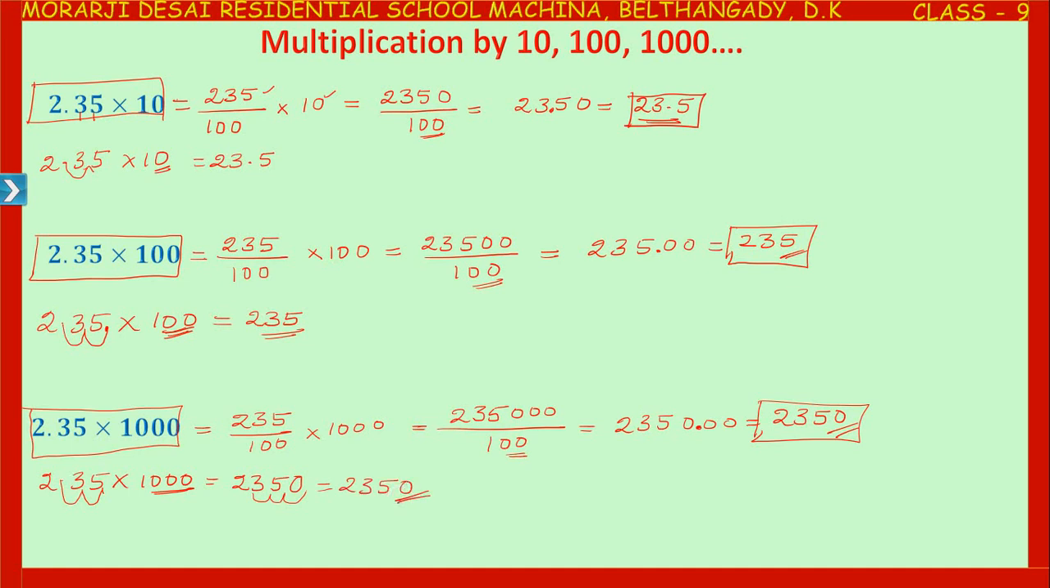So while multiplying by 10, 100 or 1000, just move the decimal point according to the number of zeros over 1. How many steps you have to move is according to the number of zeros in front of 1. Let us apply this method to multiply by 10, 100 and 1000.